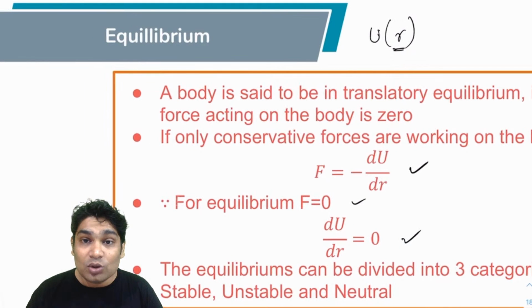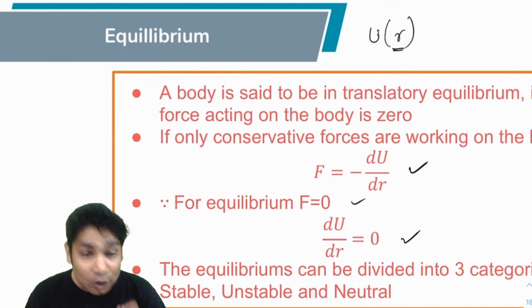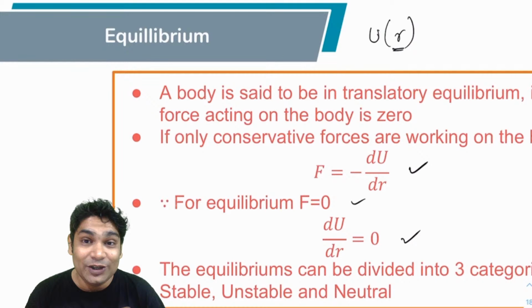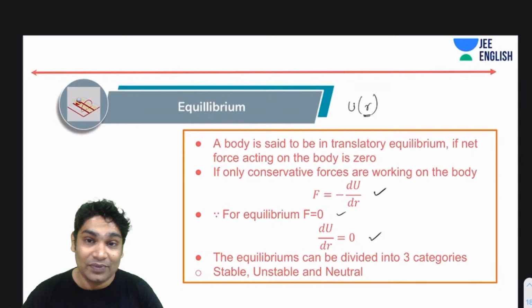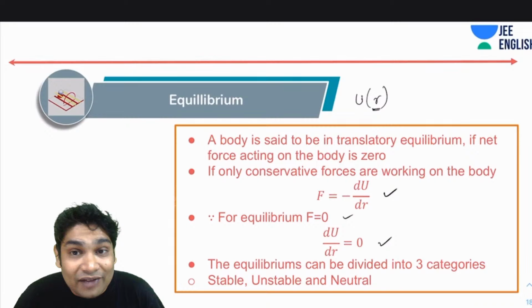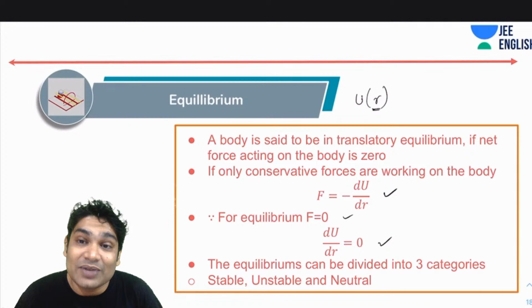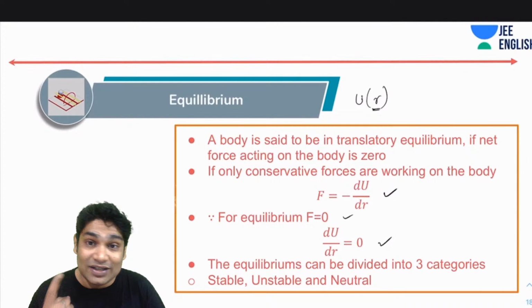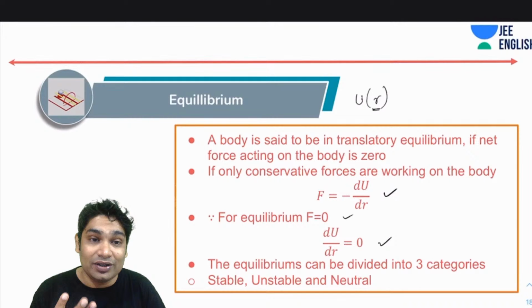So what I realize is that at the point where du by dr is 0, the slope of the u-r graph has to be 0. So from those graphs, you will realize that the equilibriums can be divided into 3 categories: stable, unstable, and neutral. So remember this, guys.